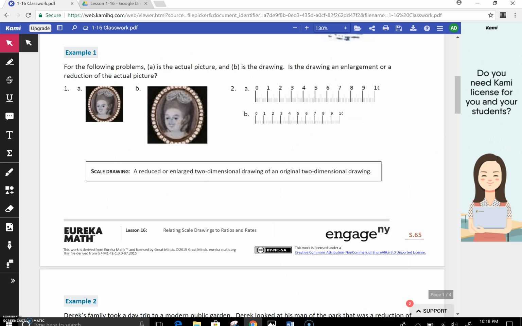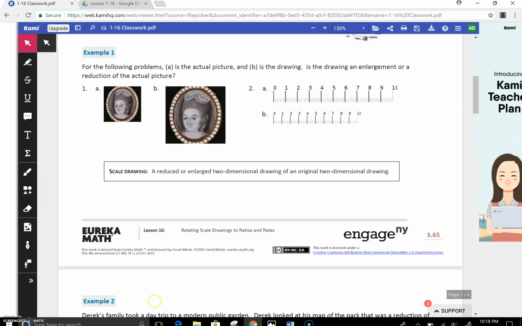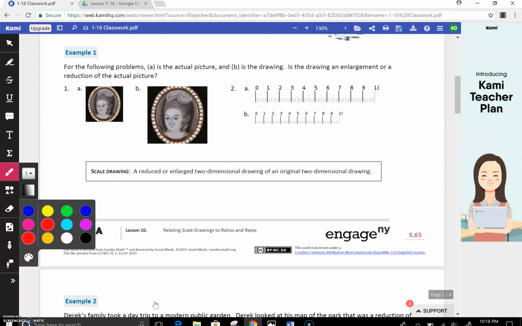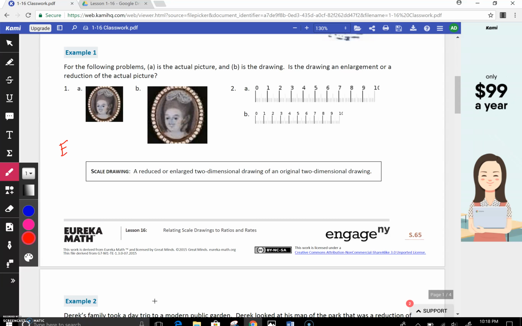So again, these are pretty simple, just focusing on vocabulary. If we look at example number 1 for the following problems, A is the actual picture and B is the drawing. Is the drawing an enlargement or a reduction of the actual picture? So if we look at number 1, A, we have the actual picture, and B, we have the drawing. It obviously got bigger from A to B, so it is as simple as that. This one is an enlargement.